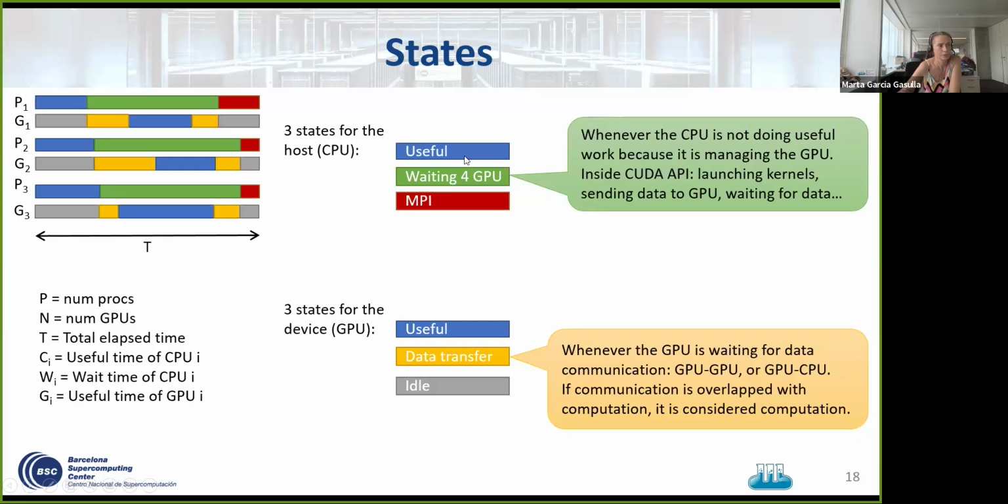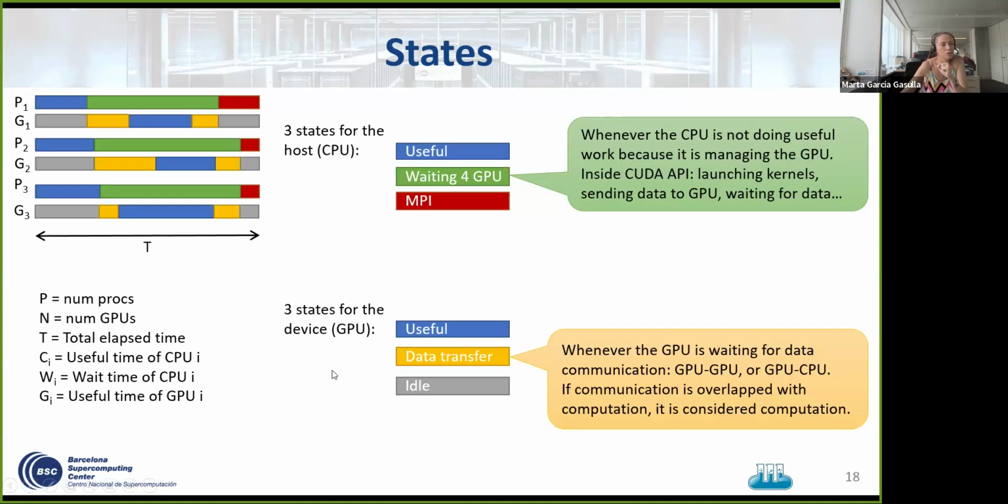The host will have the useful state, as we had before, and the not useful state that now we call MPI. So the time that I'm inside MPI calls is MPI. And then the third state is waiting for GPU. In this state, I account for any time that the host is inside the CUDA runtime. This means I am either launching kernels, waiting for data from the GPU, or sending data to the GPU, anything that means that the host is waiting for an answer from the device.